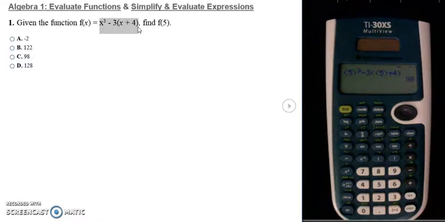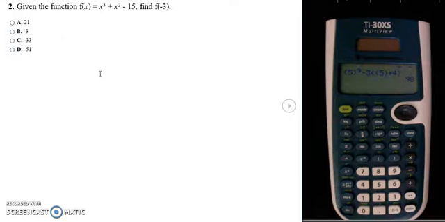So here is a quick way to check yourself after you've worked it out, or if you get stumped on a part, you can go to your calculator to use it, and I know right away that my answer is C. So let's look at another problem.